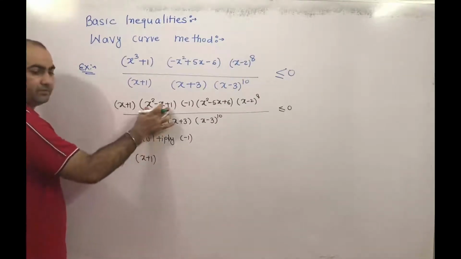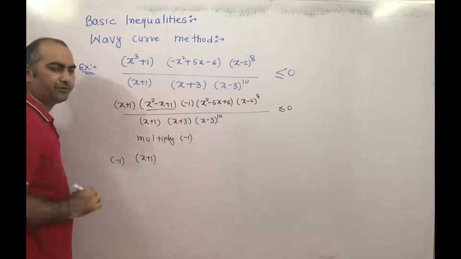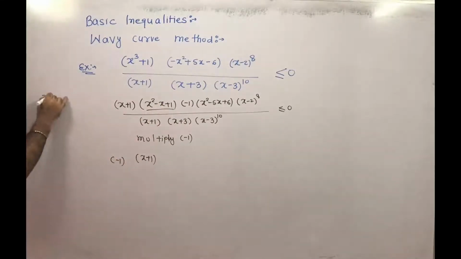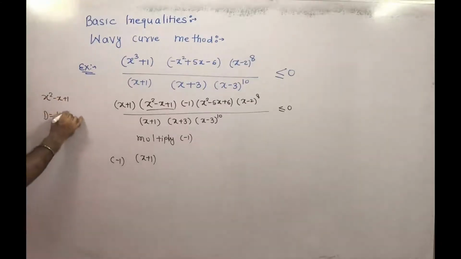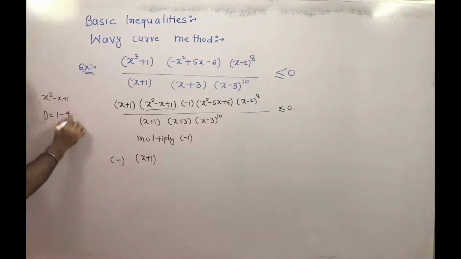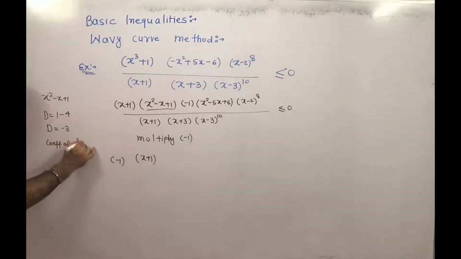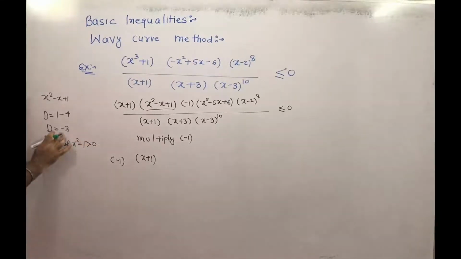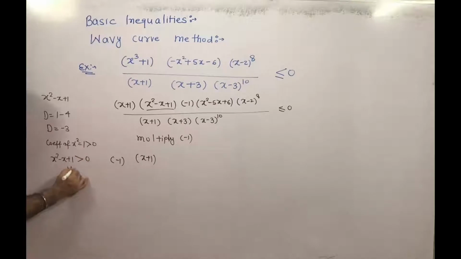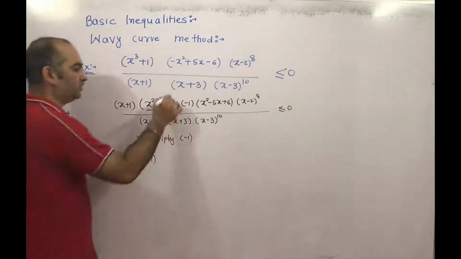And this one, if you check, this is a quadratic, so we have to factorize this one. So you can check x² − x + 1. Discriminant, b² is 1, minus 4ac, a is 1, c is 1, so 4 will come. So discriminant is minus 3. Coefficient of x² is 1, that is greater than 0. So discriminant is negative and coefficient of x² is positive, so we can say x² − x + 1 is always greater than 0 for all x belongs to R. Okay, this is always positive, so we can remove this one.